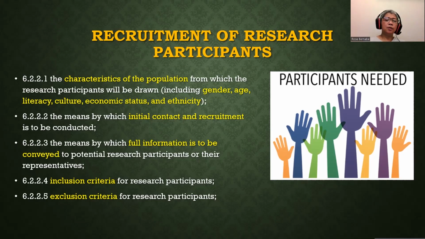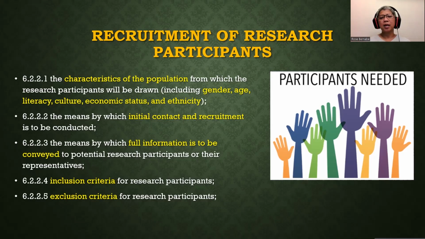So looking into the characteristics of the population will affect, for example, how the ethics committee evaluates the informed consent procedure, and the means by which initial contact and recruitment is to be conducted.